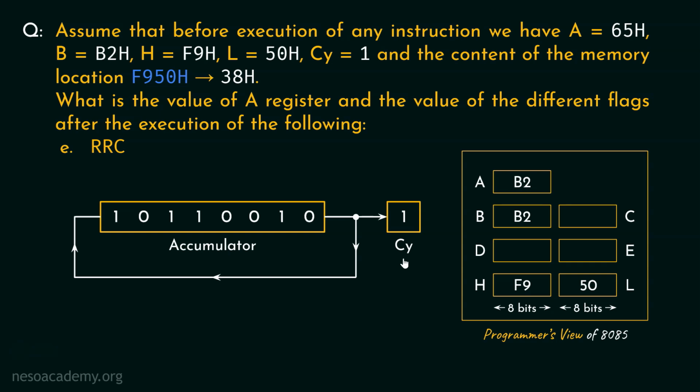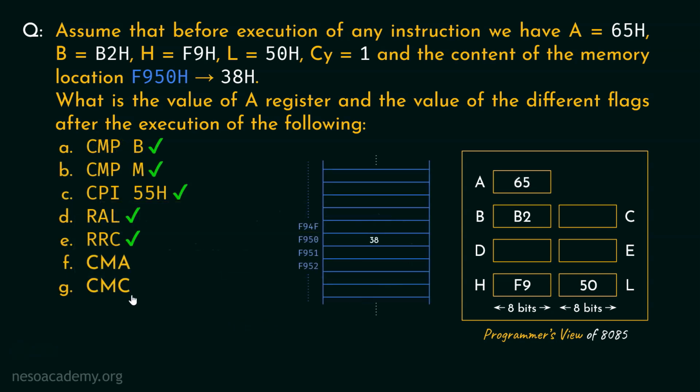And the carry flag, which was previously set, will be in the same state because the least significant bit of the hexadecimal value 65 was 1. Therefore, the carry flag, which was previously set, will still be set. With this, we have also seen the execution of the fifth instruction RRC.